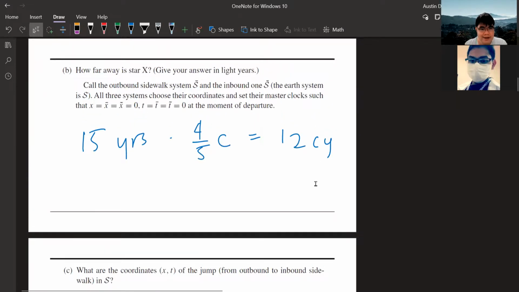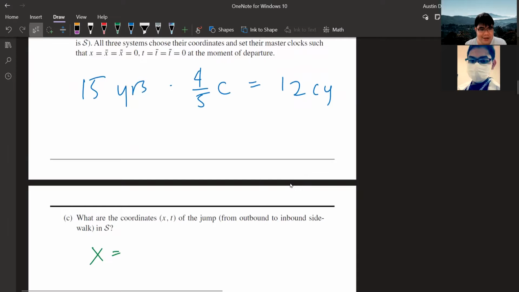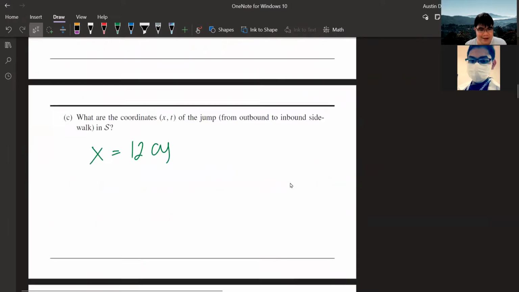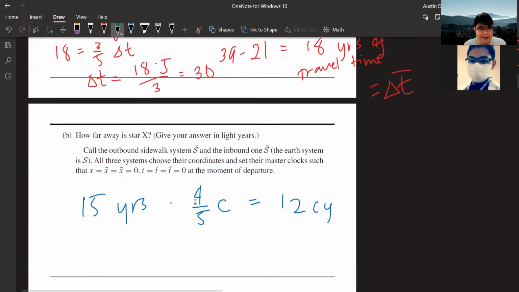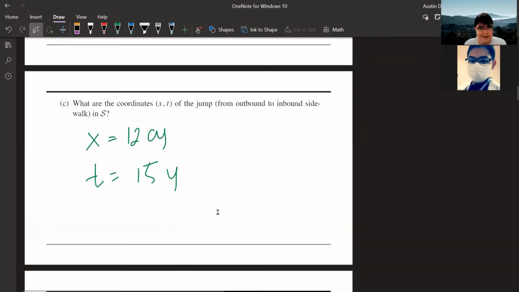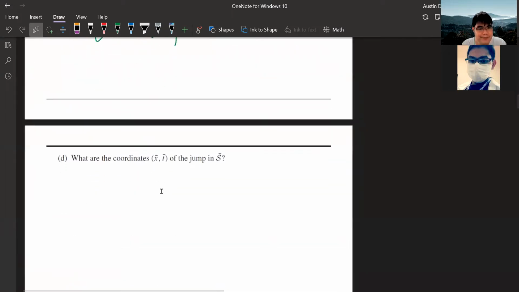Okay, so the location of that would be easily kung ano yung na-compute niya. How far is star X? Siyempre, doon tatalon yung kapatid niya sa 12 CY. And then yung time mo nun, 15 years. Tama? 15 years? Okay. Make sense, di ba? Make sense pa naman yan. Malinaw pa. Wala pang magic. Now, what are the coordinates of the jump in S bar?